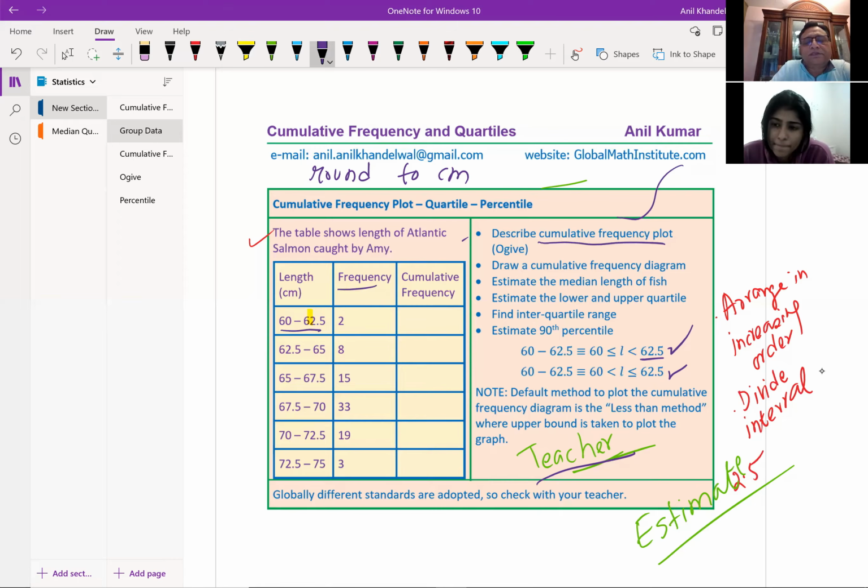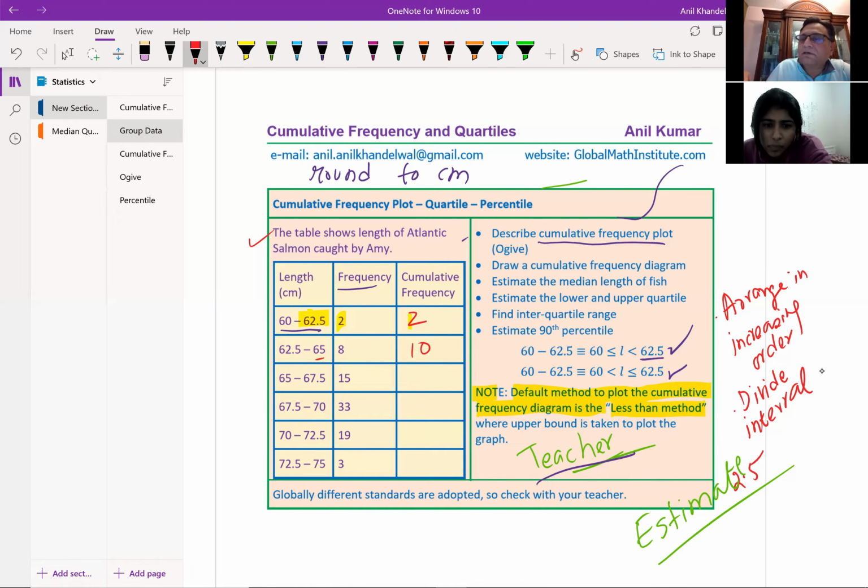What we need to do basically is say how many are below 62.5. Note, the default method to plot a cumulative frequency diagram is the less than method. So we're saying how many are less than 62.5? There are 2 less than 62.5. That is cumulative frequency. How many are less than 65? Well, 2 and 8, 10. So you keep on adding.